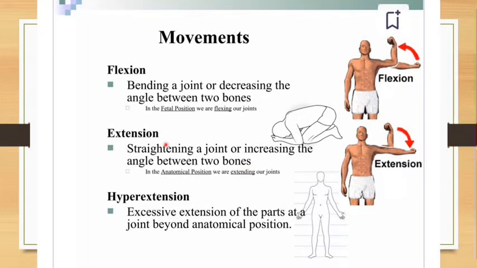Then hyperextension is excessive extension of the parts at a joint beyond the anatomical position. One of the questions they can ask you in your MCQ: in the anatomical position, the arms are actually extended, not flexed. True or false? You should know that in the anatomical position, the arms are actually extended, not flexed.